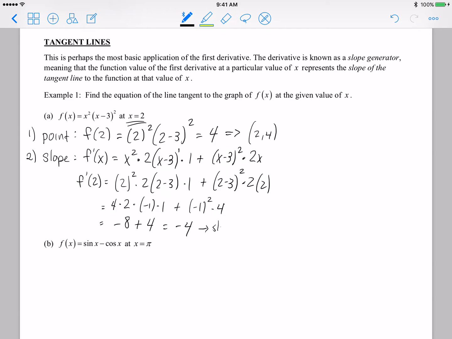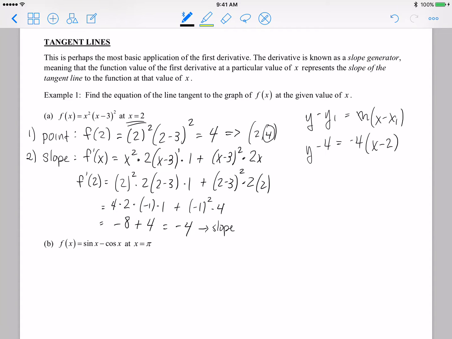This right here is the slope of my tangent line, and so now I'm ready to write the answer. So I'm going to use the point slope form of a line, which says y minus y1 is equal to m times x minus x1. And so I have y minus y1. Well, y1 was right there. It was the 4. So y minus 4 is equal to the slope, which was negative 4, times x minus x1, which was 2.